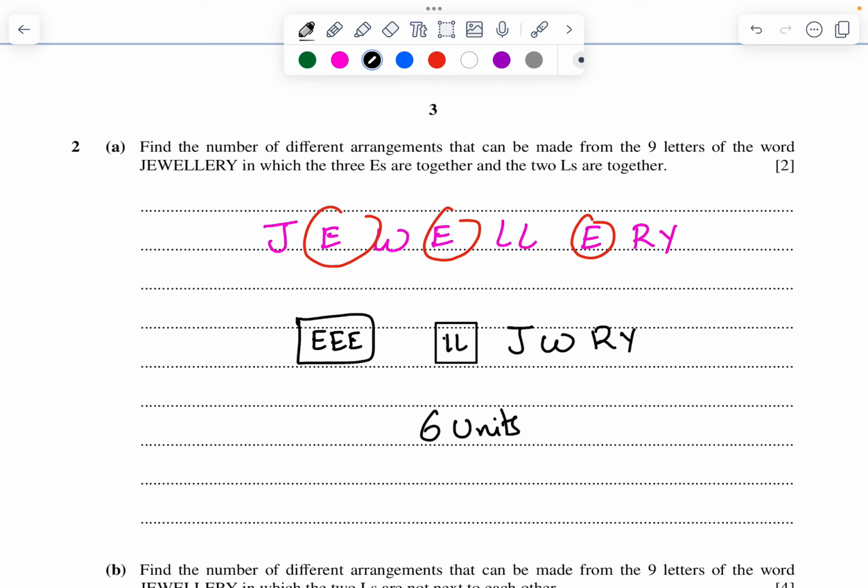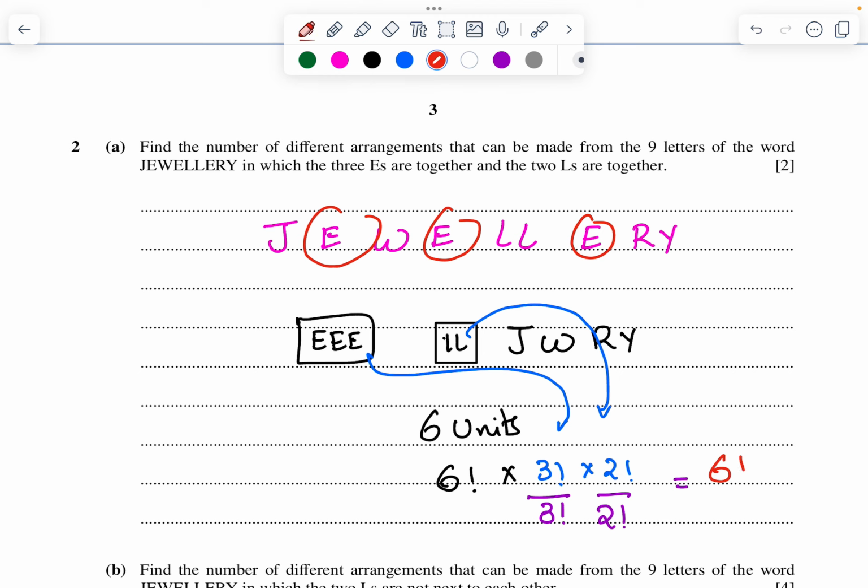So totally how many units are there? 6 units, which can be arranged in 6 factorial ways. Those 3 E's can be arranged among themselves in 3 factorial, and the 2 L's among themselves in 2 factorial, but since they are identical, divide by 3 factorial by 2 factorial. So my final answer is 6 factorial, which is 720.